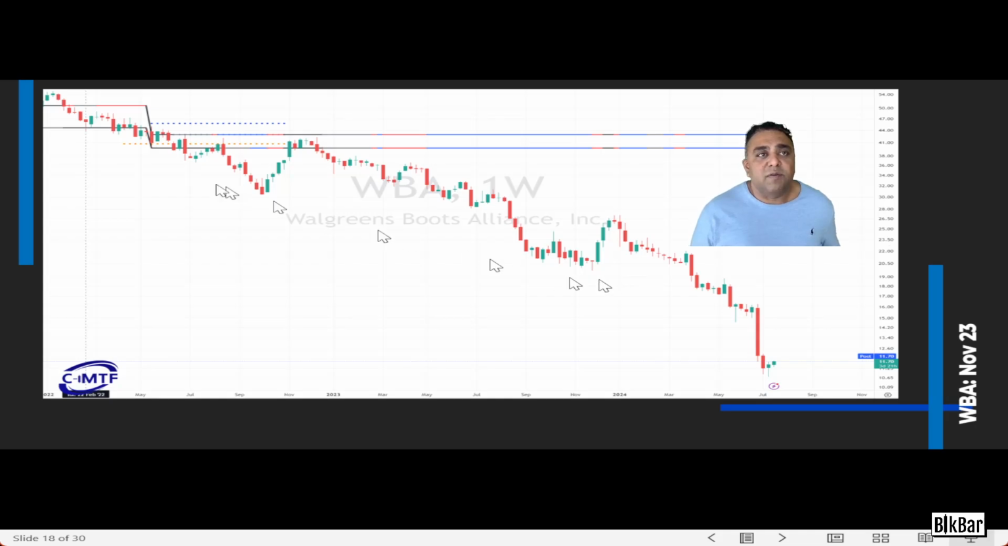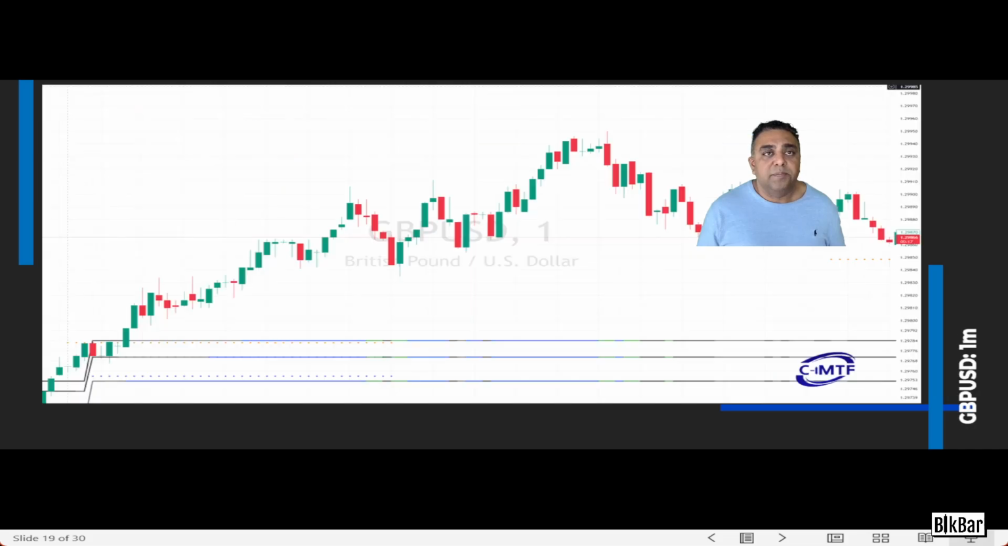This is Walgreens. This is my favorite one here. This is going down, the brackets moved, then it broke down here, and you could see this thing literally go from $44, now getting close to $10. And this was something you easily could see on the weekly time frame with these brackets here. Remember, the brackets represent long term, okay?